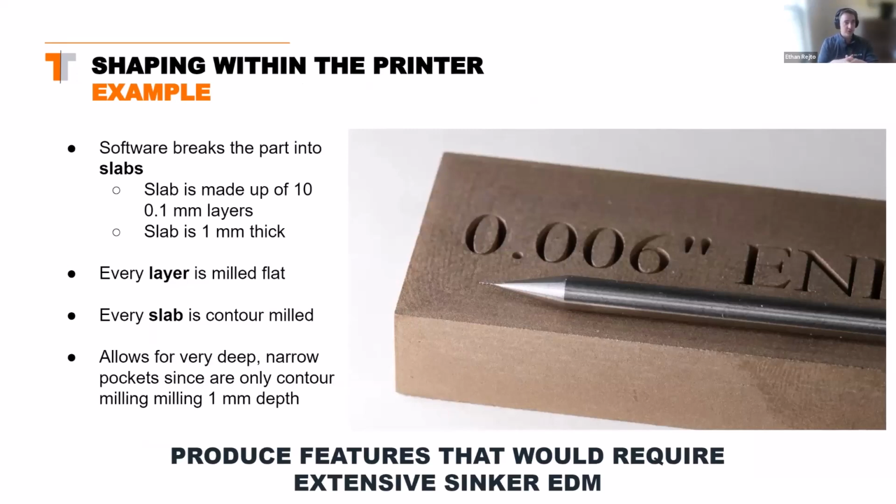Generally, to produce those features without a process like Mantle would require quite extensive sinker EDM work. You'd have to cut your electrodes and then burn all those into your part, which, whenever we're talking to a prospect or a customer, they always are looking to remove or eliminate as much EDM time as possible. So the ability to actually just print in these deep, narrow pockets is very, very possible because we're only contour milling 1 millimeter of depth at a time, which is very, very interesting.